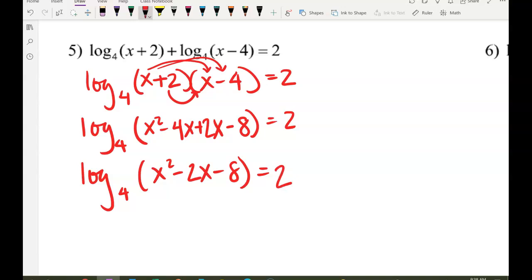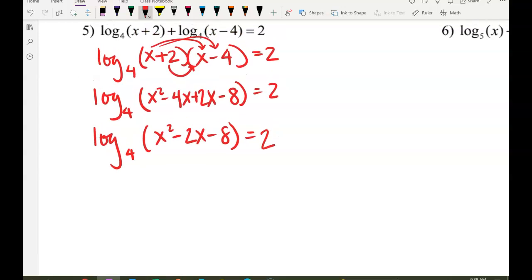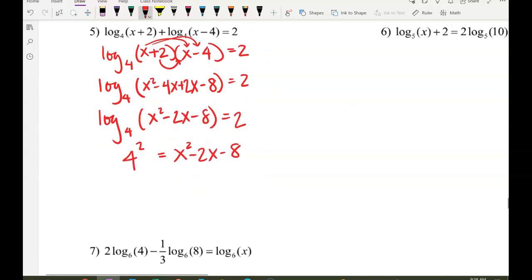Yeah, guys, we should be able to go forward and backward, okay? Because we can't drop the log base 4. And the only way to undo log is exponential. What's your base? 4. 4 to the what power? Second equals x squared minus 2x minus 8. What's 4 squared, y'all? 16 equals x squared minus 2x minus 8.